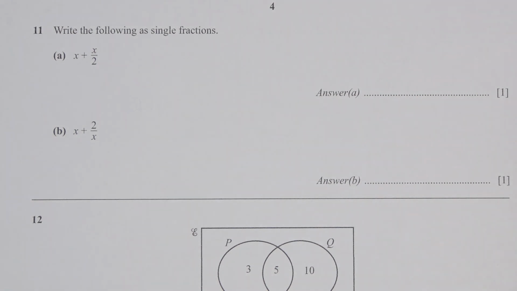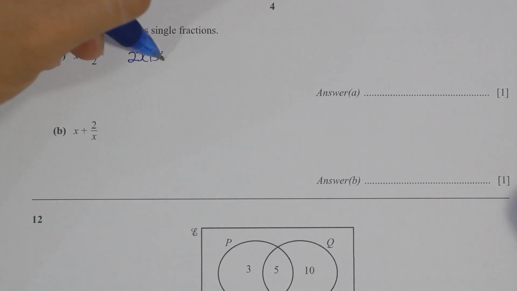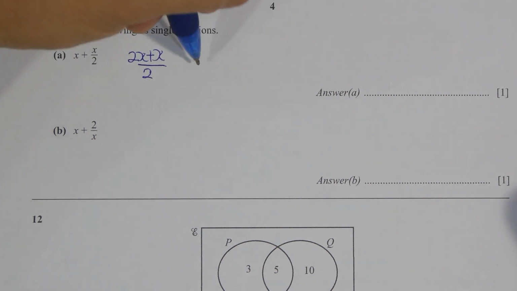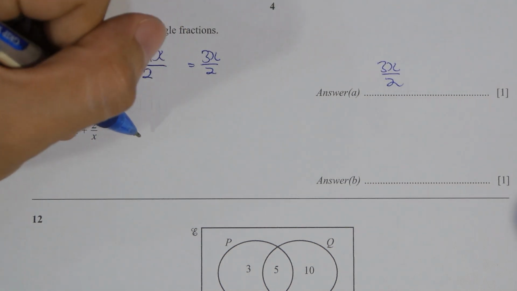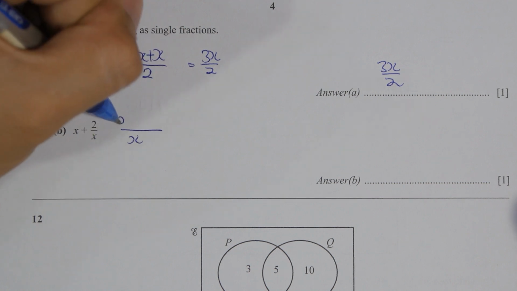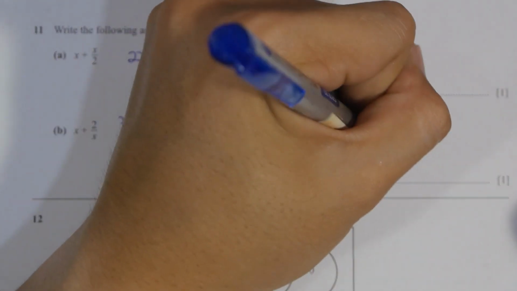Whereby for question 11a, simply change their denominator into the same, which is 2 in our case. So the final results will be 3x over 2. Whereby for part B, change their denominator into x. So x squared plus 2 over x as the final answer.